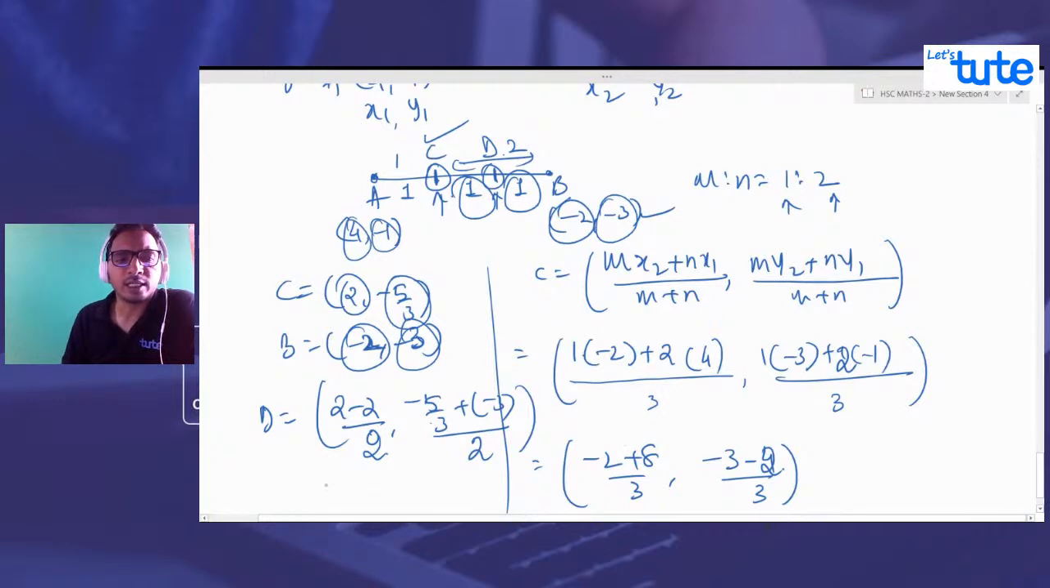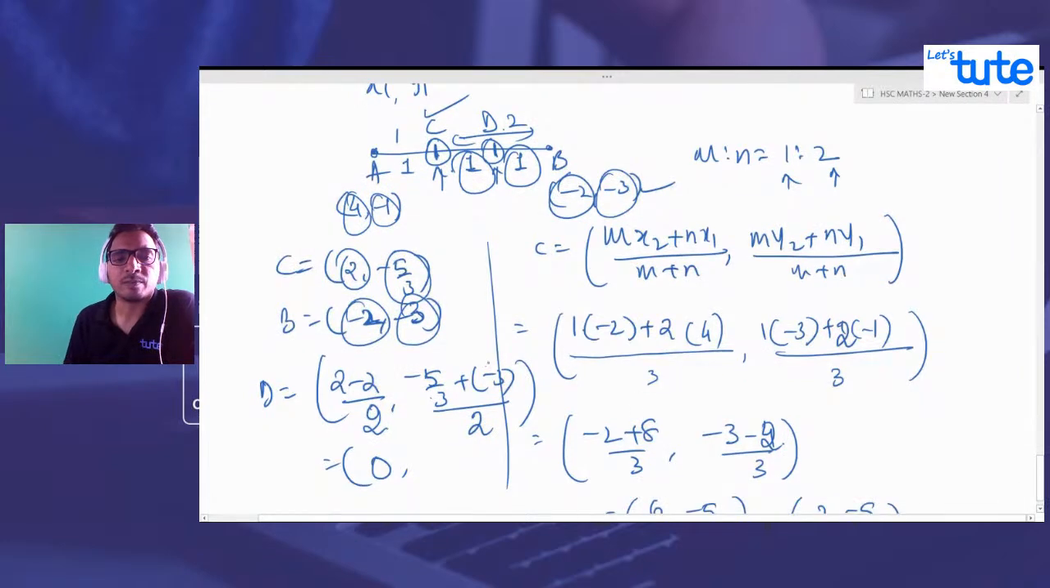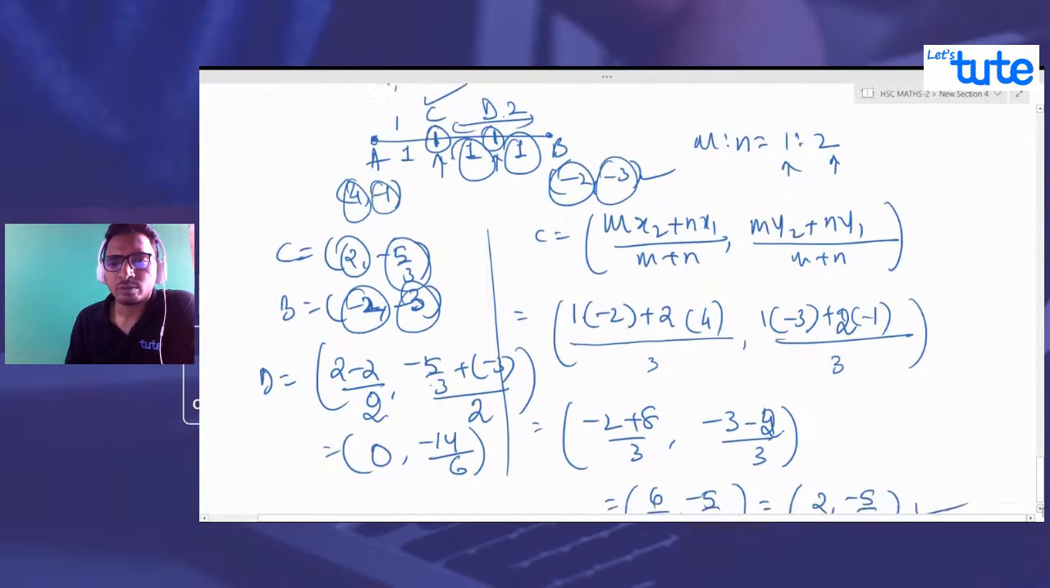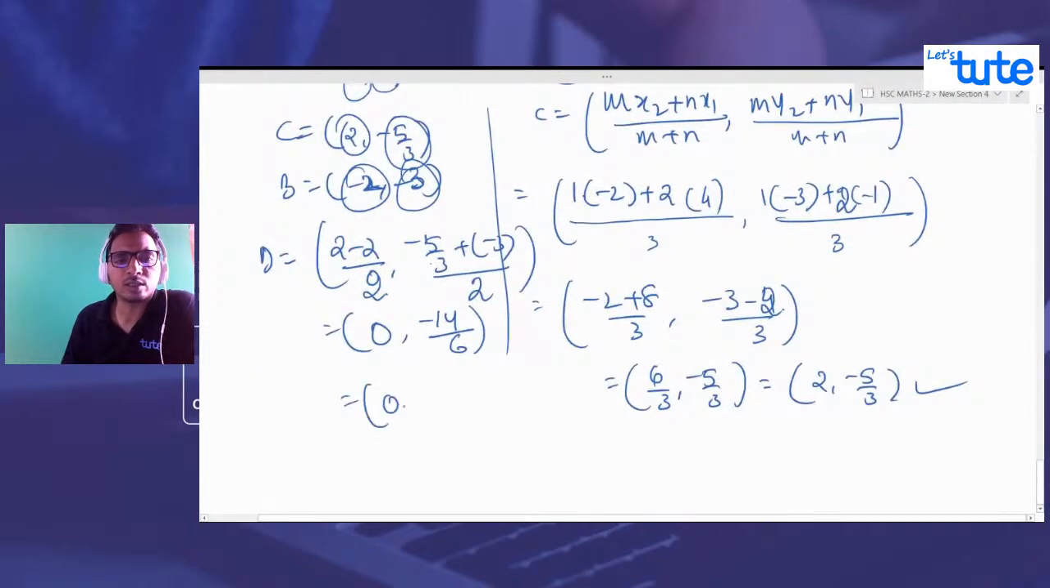Okay, so what we are getting here is 2 minus 2, 0, 0/2, it is 0. Oh, that's why it was a misprint. And this would be -5, -9, it should be -14 by 3, 3 2s are 6. So this is what we are getting. So this would be 0, -7/3 when we divide numerator and denominator by 2. So that's how we got the points of trisection. This is one point, 2, -5/3, and this is the other point, which is 0, -7/3.